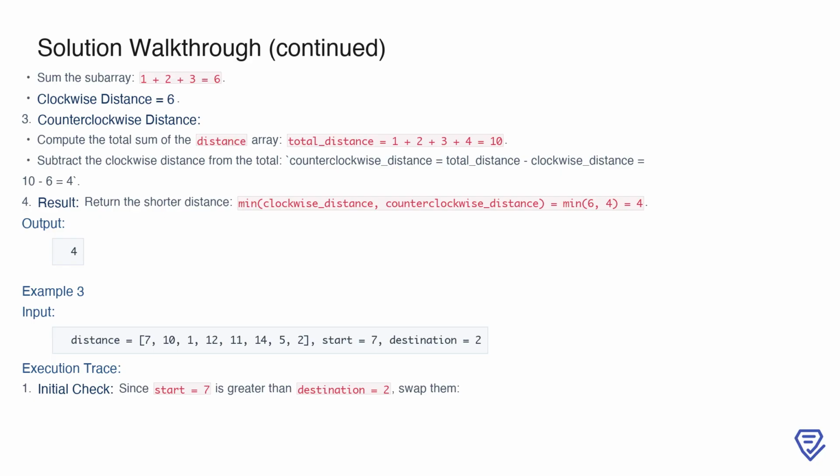By subtracting the clockwise distance, we get counterclockwise_distance equals total_distance minus clockwise_distance, which equals 10 minus 6 equals 4. To determine the shortest path, we take the minimum of the two distances, min(clockwise_distance, counterclockwise_distance) equals min(6, 4) equals 4. Hence, the output is 4.